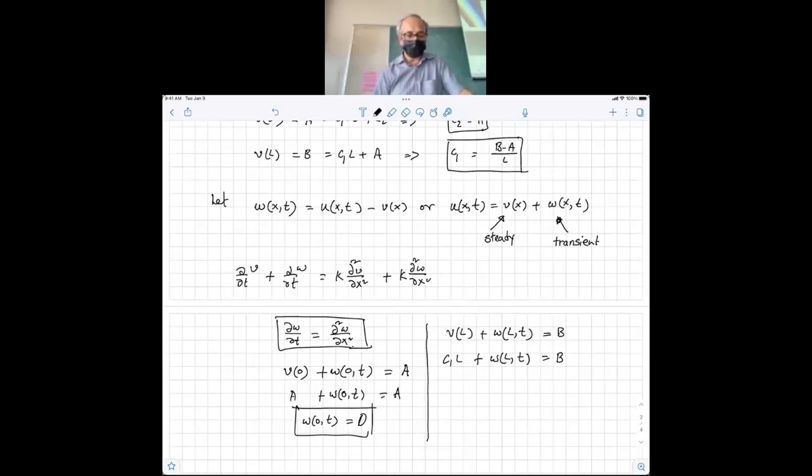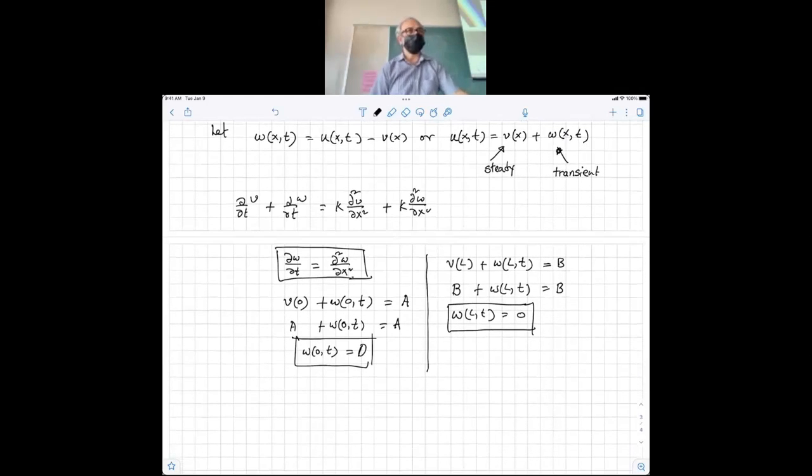So v at L is also, which I have calculated earlier. So maybe I can just reuse that calculation. V at L is also b. We could substitute C1 and C2 and come up with the same thing. So I will have W at L, T is 0. So I have a homogeneous equation.